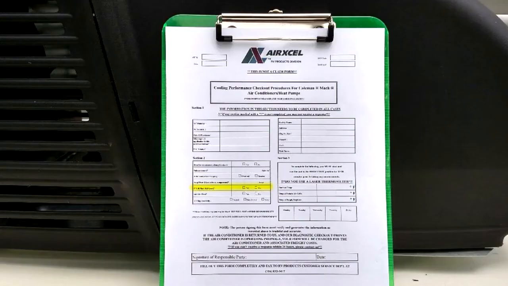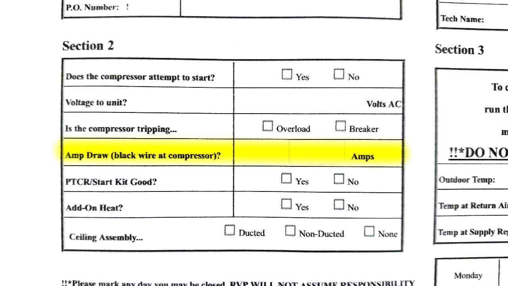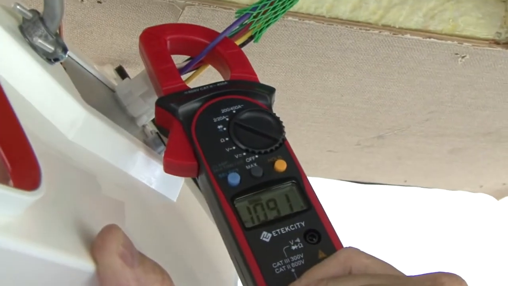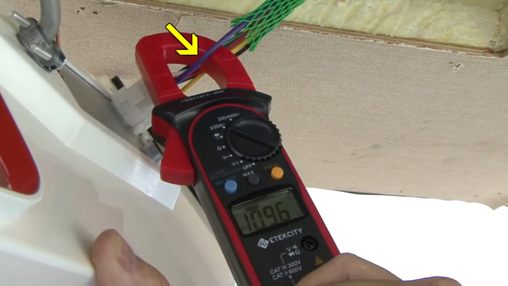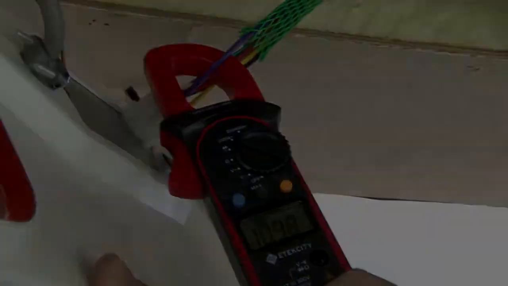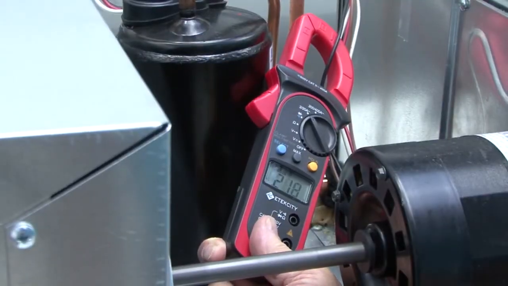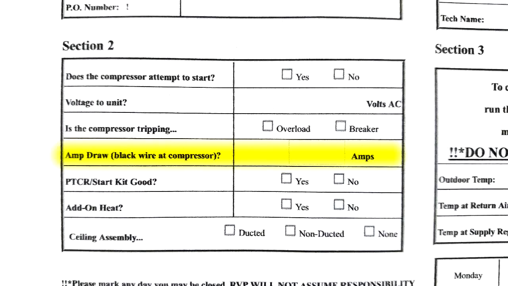Here we are looking for the amp draw of the compressor while running. However, if the compressor is attempting to start but shutting down before it runs, we would like to get the attempted startup amperage. To check for compressor amperage from inside at the controls, place the ammeter on the purple wire. To check for compressor amperage at the compressor, place the ammeter on the black wire. Record the readings on the form.